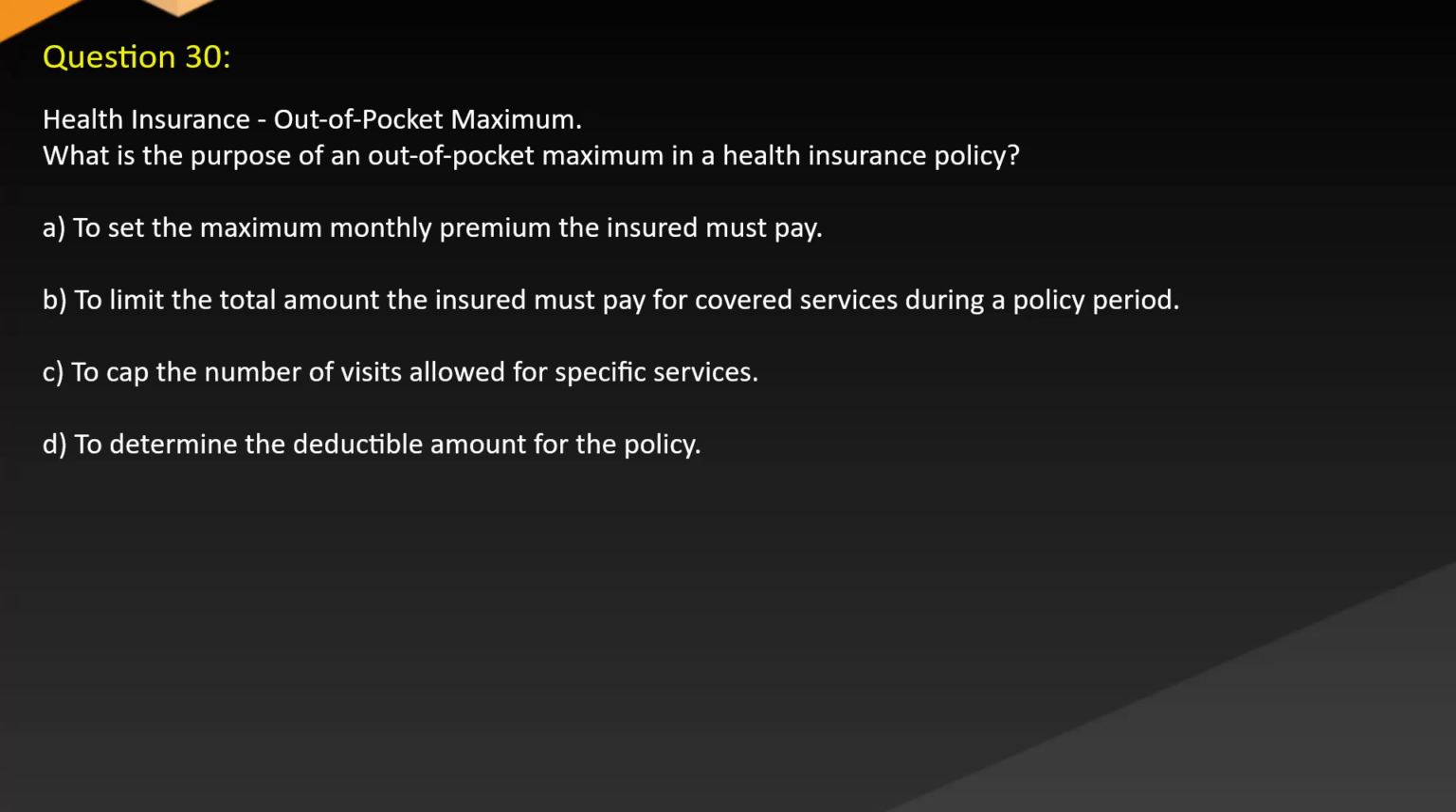What is the purpose of an out-of-pocket maximum in a health insurance policy? A. To set the maximum monthly premium the insured must pay. B. To limit the total amount the insured must pay for covered services during a policy period. C. To cap the number of visits allowed for specific services. D. To determine the deductible amount for the policy.